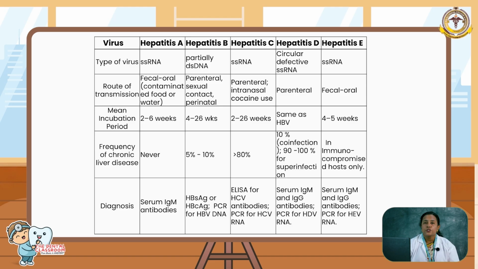Hepatitis D virus usually occurs as a co-infection or superinfection along with hepatitis B virus. This can also cause chronic liver disease, cirrhosis and hepatocellular carcinoma. Hepatitis E virus spreads through fecal-oral route, but it is very rare for it to cause chronic liver disease.